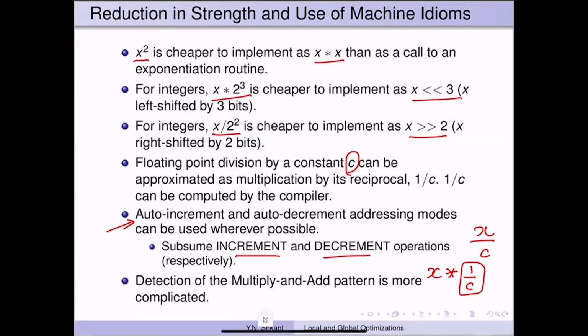And finally, it is possible to detect the multiply and add pattern, which is a single instruction in many DSP chips. But it is a fairly more difficult pattern to detect. And so most compilers do not attempt it.